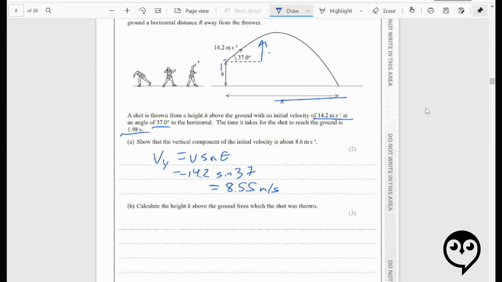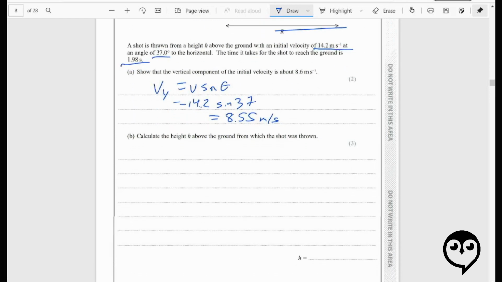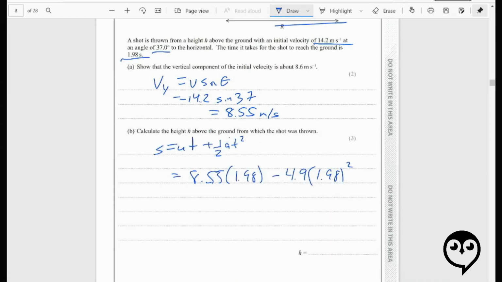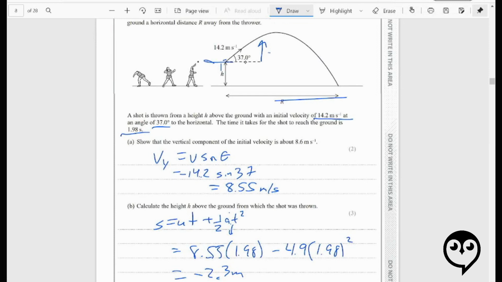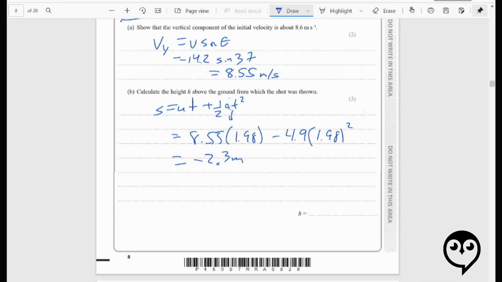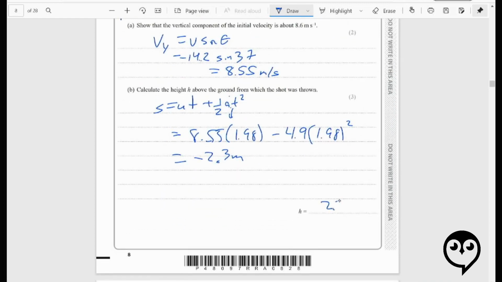Calculate the height above the ground from which the shot was thrown. Oh, what's this h going to be then? Well, we should have a simple kinematic equation. If you plug this all in, I get about negative 2.3 meters. Now, you might be saying, why is that negative? The reason it's negative is because we started up here. That's technically the level, and we've fallen down 2.3 meters. So that's why it's negative, but that's the height difference, 2.3 meters.